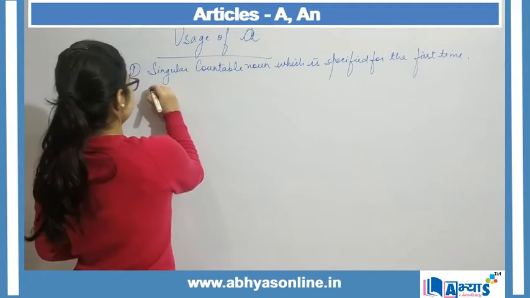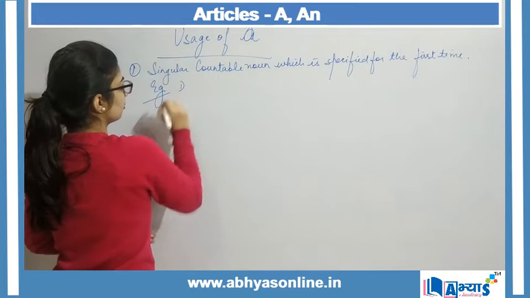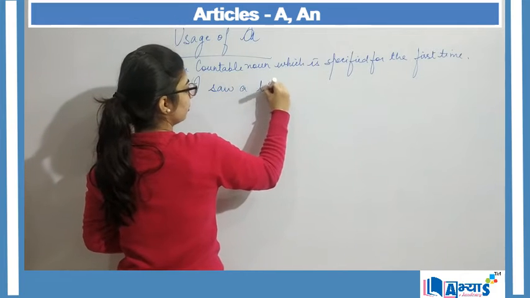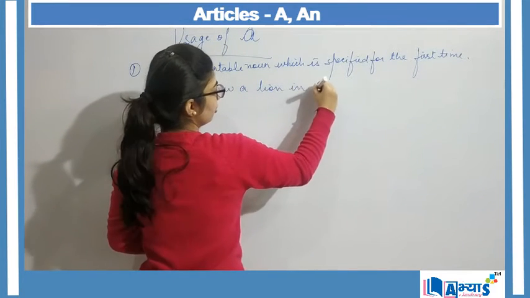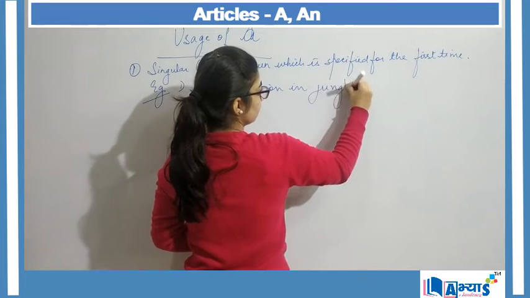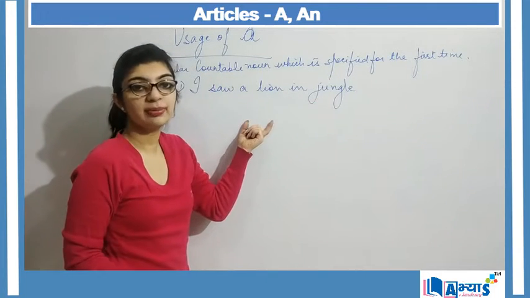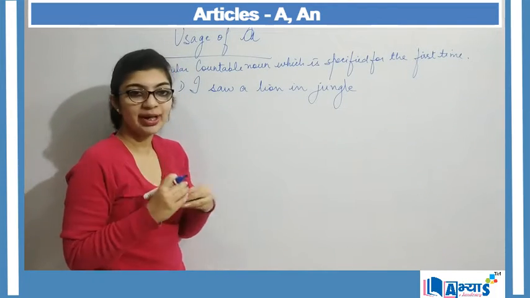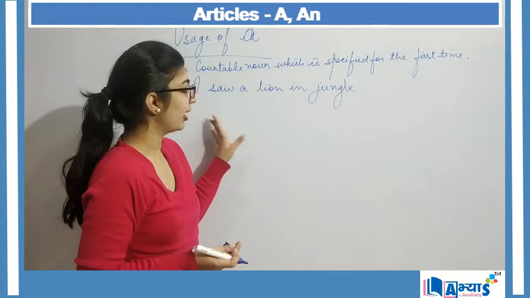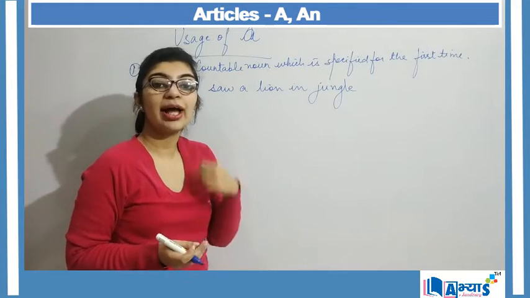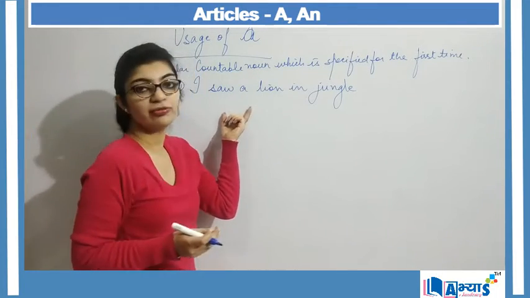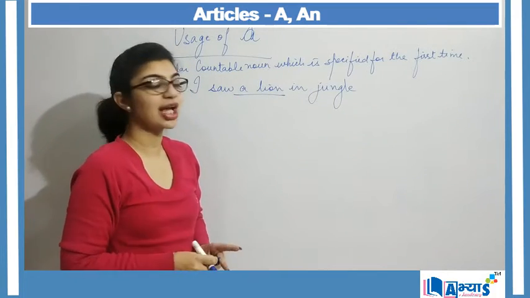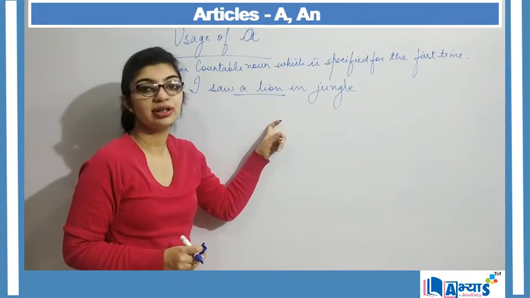For example, I saw a lion in jungle. Now I am talking about a lion which I saw for the first time. And now when I am telling someone about this incident, then also I am mentioning this lion for the first time. So whenever you are mentioning a particular noun for the first time, we will be making use of a.